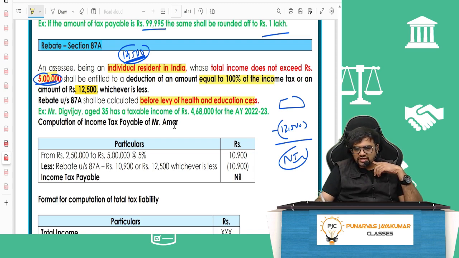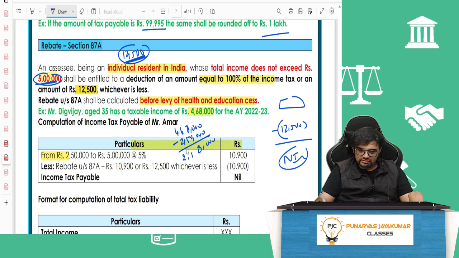So Mr. Digvijay, age 35, has a taxable income of 4,68,000. What is his calculation of tax? 2,50,000 to 5 lakh, up to that 5%, right? So 4,68,000 minus 2,50,000. How much? 2,18,000. On 2,18,000, 5%. So how much, guys? 10,900 rupees. What is the rebate maximum limit? 12,500 rupees, or whatever tax you are payable, whichever is less. So what is the rebate under 87A? 10,900.